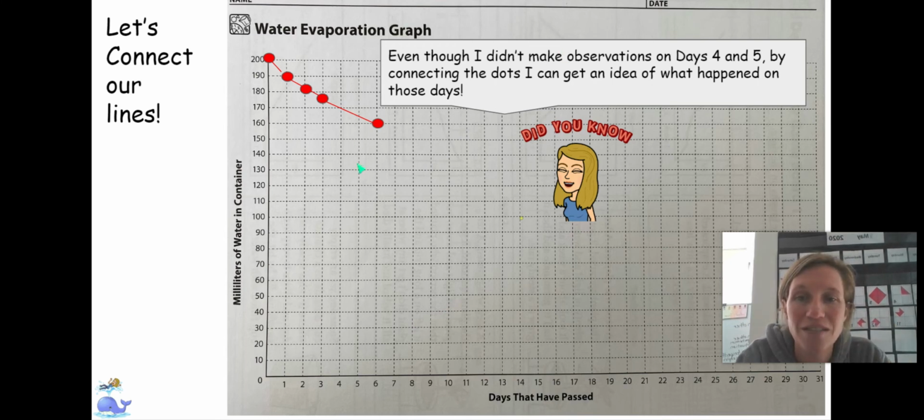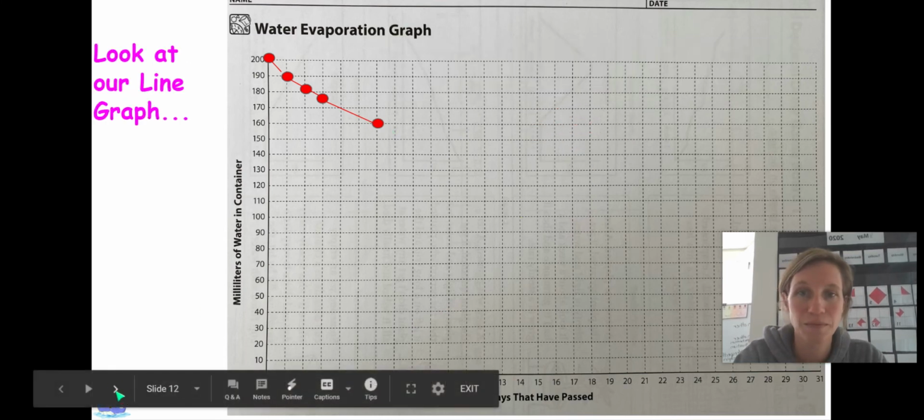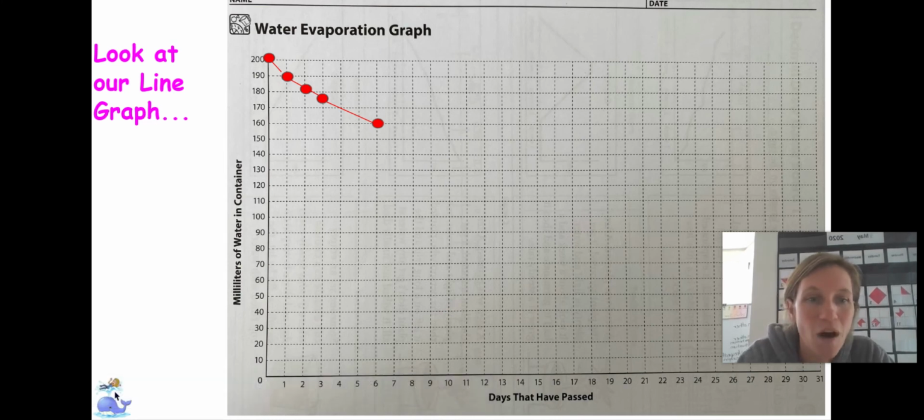So, for example, even though I didn't take data measurements on days 4 and 5, it looks like on day 4, I got down to about 170. And on day 5, I was around 165 mLs. Now, let's just take a moment to soak up all the information that's happening on this beautiful line graph.